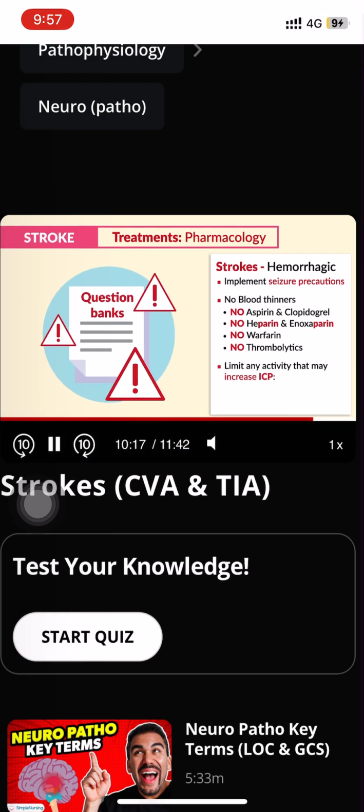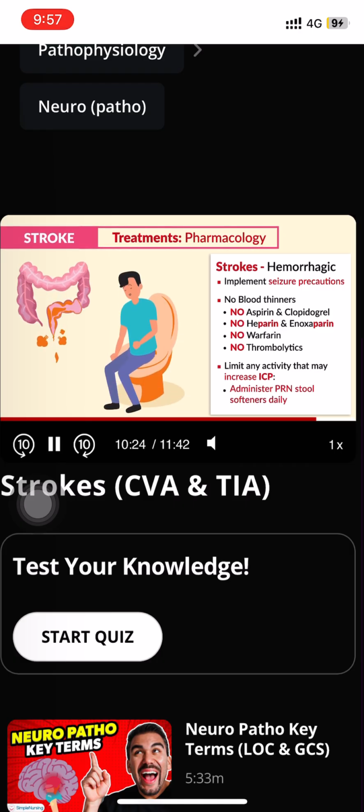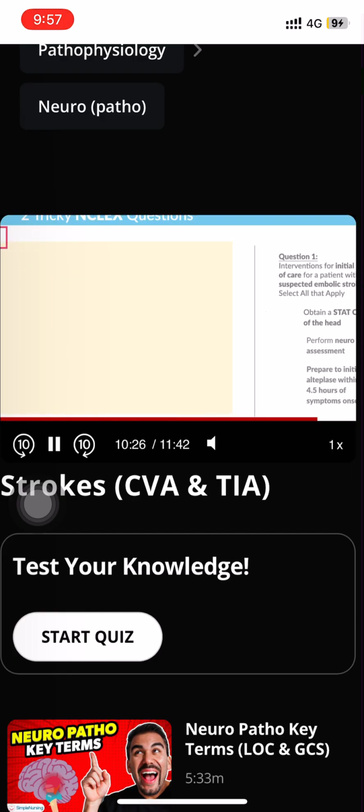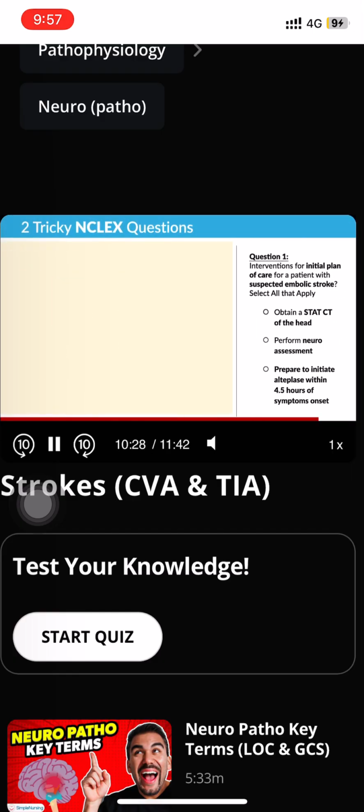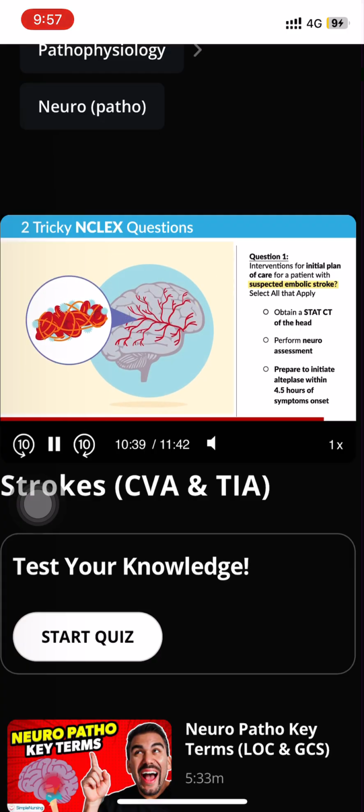A big one on most question banks was key term, administer PRN stool softeners daily to prevent straining and bearing down during those bowel movements. Now, 2 tricky NCLEX questions. So the first one was interventions for the initial plan of care for a patient with suspected embolic stroke. Select all that apply. So the key term here is embolic, or basically that emboli, meaning a blood clot.